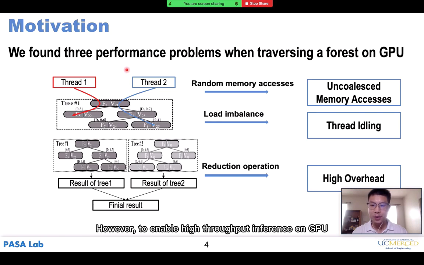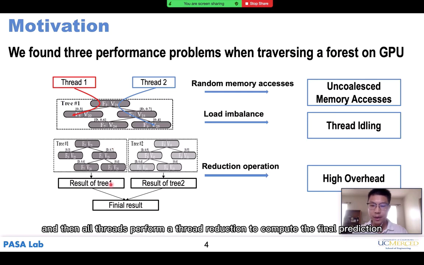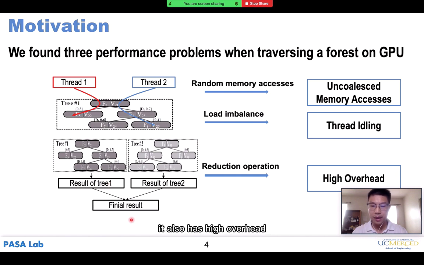However, enabling high-throughput inference on GPU has some performance bottlenecks. The first one is that different GPU threads traverse different trees and can take different tree paths and access different attributes of input samples during the forest traversal, which causes irregular memory access patterns and load imbalance problems. The second one is, given a sample for inference, each thread uses its assigned trees to make a prediction, and then all threads perform a thread reduction to compute the final prediction. It also has high overhead.